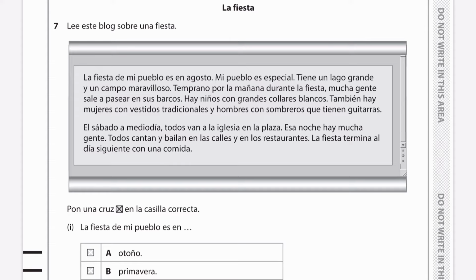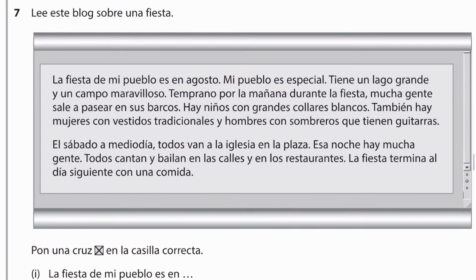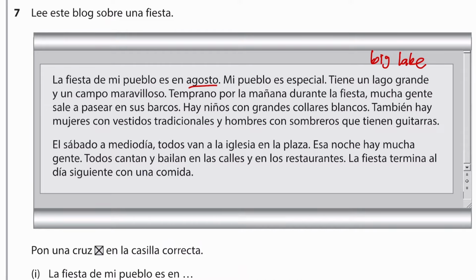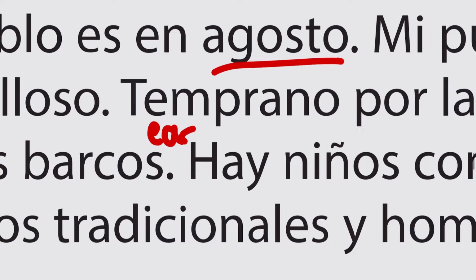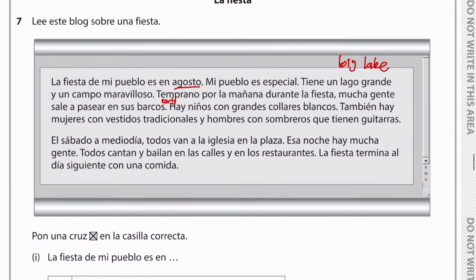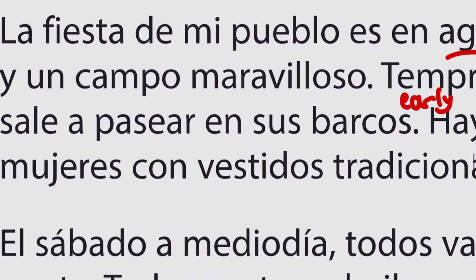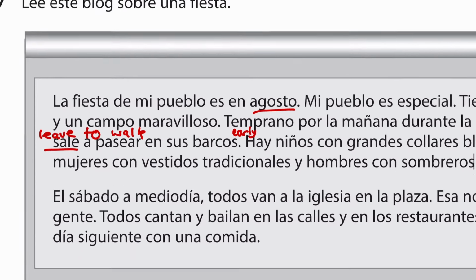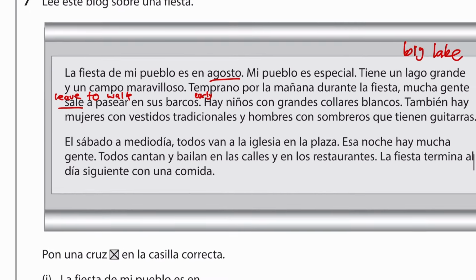Okay, let's have a go at breaking this down. So, what are the main points? Okay, there's a party going on in August. There's a big lake. Un campo, countryside, marvelous countryside. Temprano is early. Early in the morning during the festival, mucha gente sale a pasear en sus barcos. Pasear is like to walk. So they get out, they leave to walk, pasear en sus barcos, in their boats. And then hay niños con grandes collares.